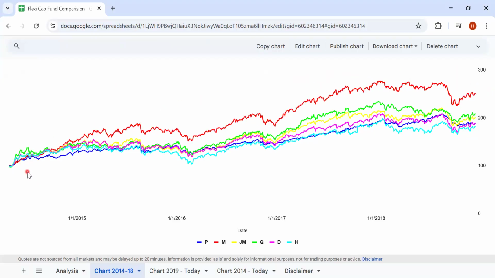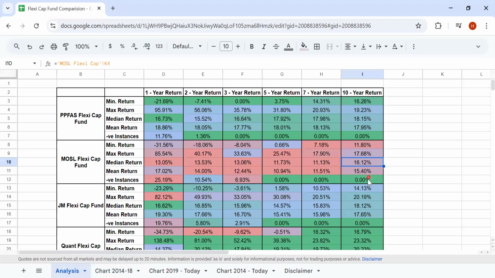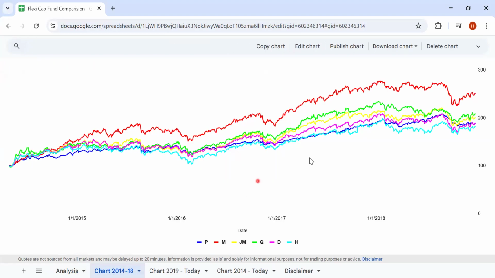Somebody who has invested in 2014, and is looking at his portfolio in 2018, Motilal Oswal Flexi Cap Fund would be delivering the highest return, despite our analysis proving something different, right? So even the maximum return on a 10-year basis is coming up to 17.68% only. But from 2014 to 18, at that point of time, the returns are high. This is not on the rolling basis.